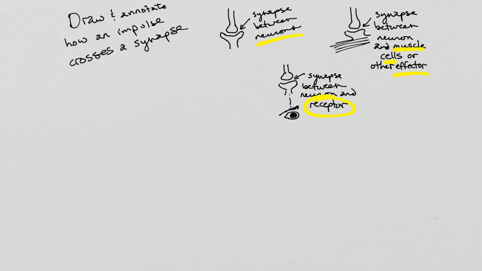All right, let's learn how to draw and annotate how an impulse crosses a synapse. You'll have to pardon some of the spare noises because I am recording this in the hall at school.